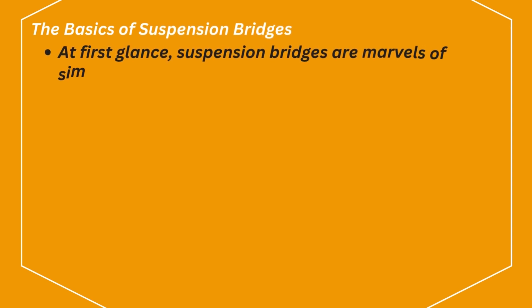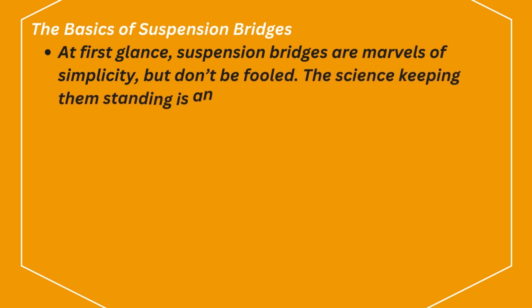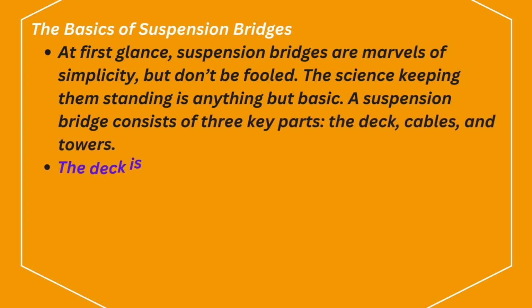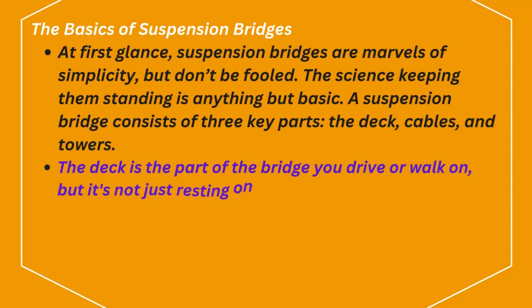The basics of suspension bridges. At first glance, suspension bridges are marvels of simplicity, but don't be fooled. The science keeping them standing is anything but basic. A suspension bridge consists of 3 key parts: the deck, cables, and towers. The deck is the part of the bridge you drive or walk on, but it's not just resting on solid ground.